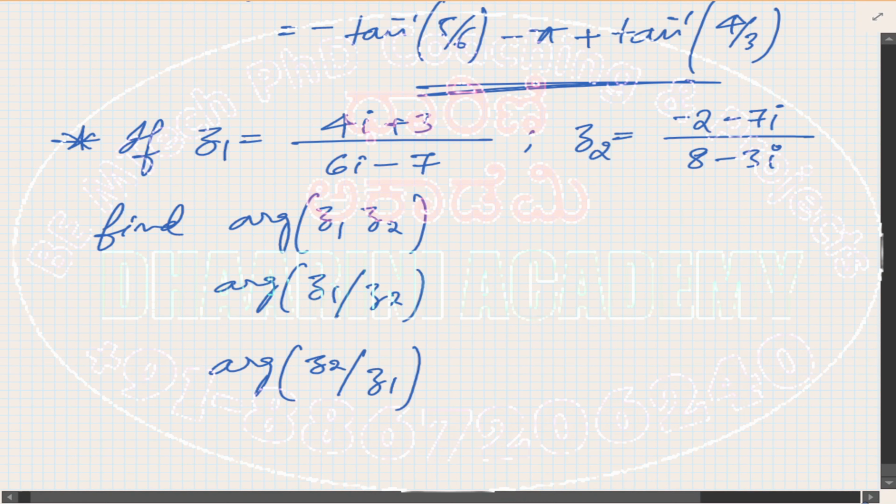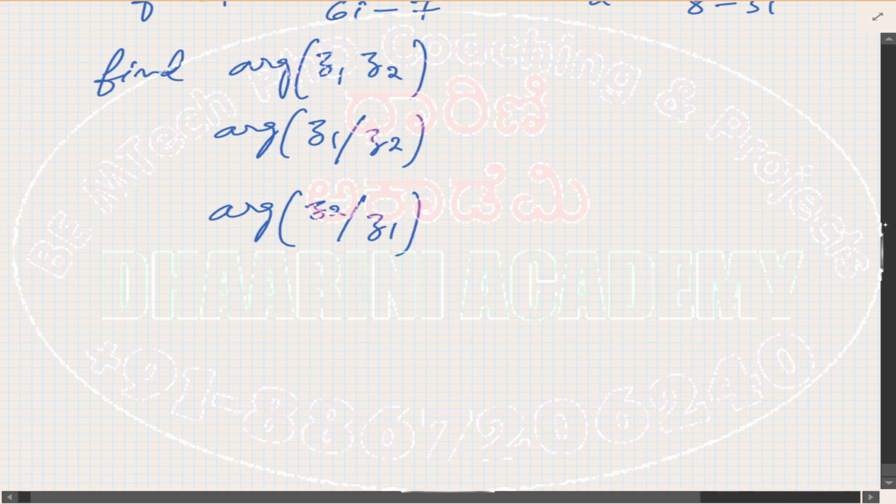First, there is a Z1. I need to calculate the argument of Z1 or the theta corresponding to Z1. But Z1 is not straightforward. Z1 is actually a ratio, right? So I first have to simplify that ratio, only then can I do this, right? So first let's write the Z1 once again.